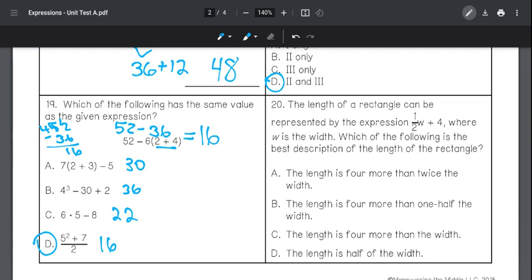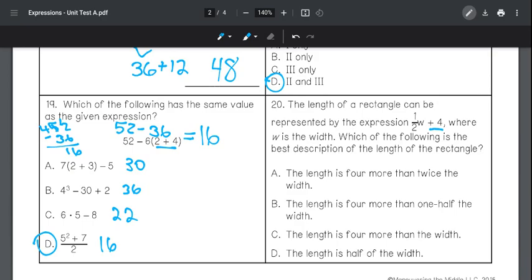All right, number 20. The length of a rectangle can be represented by the expression 1/2 W plus 4, where W is the width. Which of the following is the best description of the length of the rectangle? All this problem is asking us is to figure out which word form matches the best. So you've got to know key words, like we should be multiplying 1/2 and W. We should be adding 4.